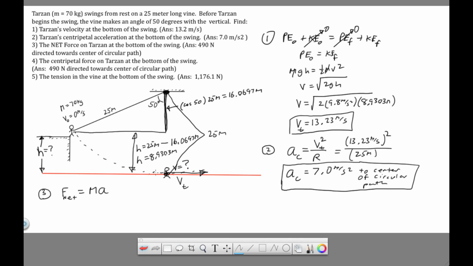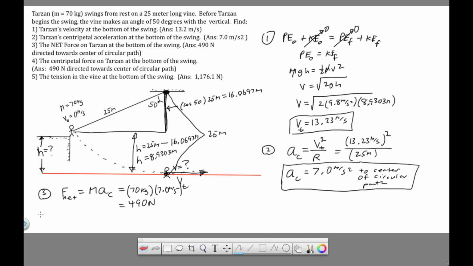Whenever an object is in a circular path, the acceleration is a centripetal acceleration. So this is a centripetal acceleration. When Tarzan's at the lowest point in the swing here, he's in the midst of a circular path, so the acceleration that he has is a centripetal acceleration. And we have the centripetal acceleration at the lowest point as 7 meters per second squared. And we know that Tarzan's mass is 70. So mass times acceleration gives us a net force of 490 newtons.